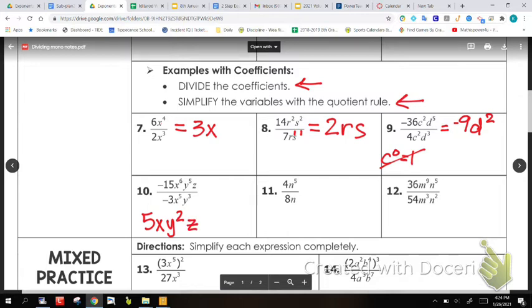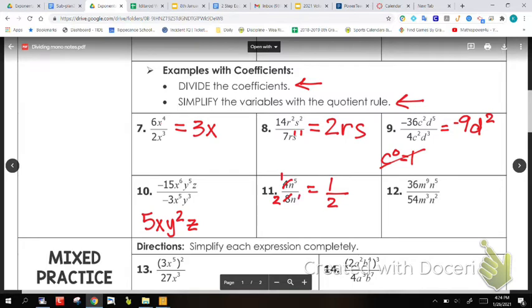Also, it's a big deal whether a variable or number is in the numerator or denominator, so be careful where you put them. For example, number 11, it's 4 divided by 8. 4/8 is not the same as 8/4, because a lot of kids come up with the answer 2 here. Think about 4/8 as just a fraction. Reduce it. They can both divide by 4, so you get 1/2.